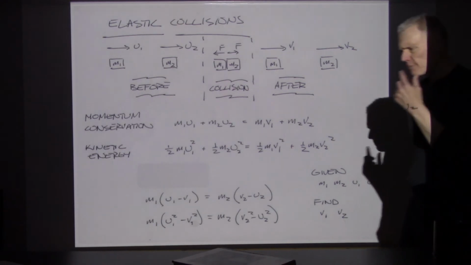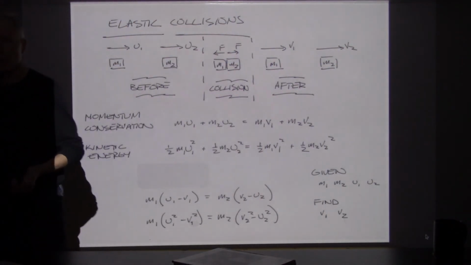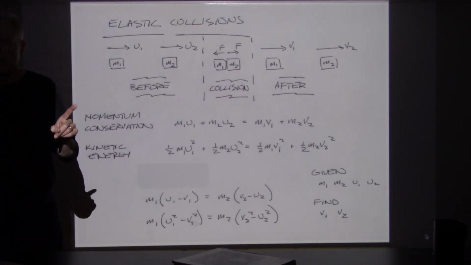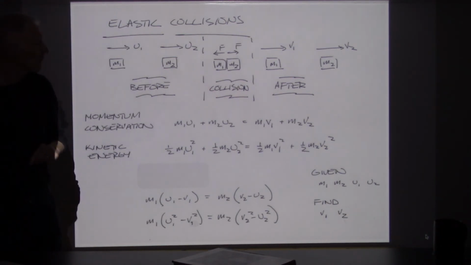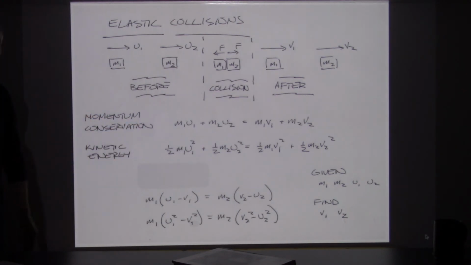Now, remember with the perfectly inelastic collisions, those were great because there was only one speed to calculate. Here we've got two speeds to calculate. Now, we have two equations though. So instead of one equation, one unknown, we have two equations, two unknowns, and the algebra is not trivial.